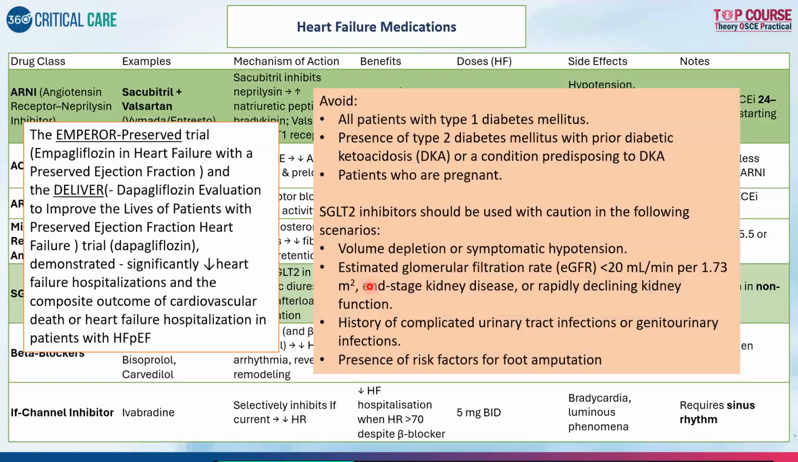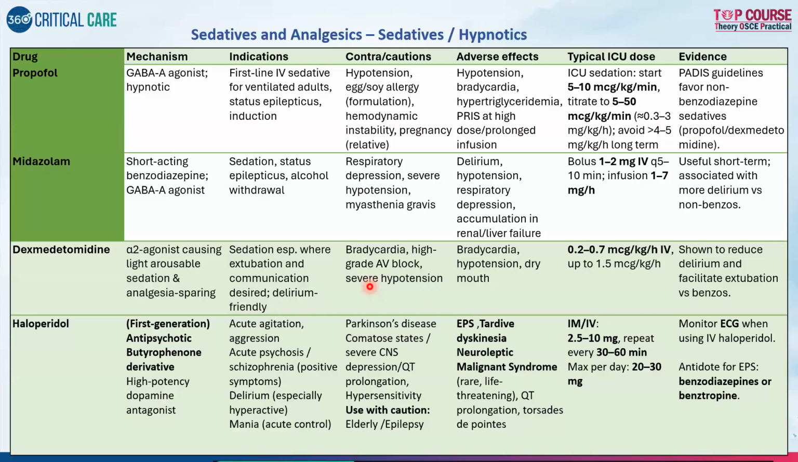And avoid in all patients with type 1 diabetes mellitus, previous history of DKA, okay, or any condition predisposing to DKA, patients who are pregnant, it is asked to be avoided. Should be used in caution in the following scenarios: where there is volume depletion, where the estimated GFR is less than 20, and in case of end stage kidney disease, complicated UTI, or presence of risk factors for foot amputation. Among sedatives, hypnotics, anything might be asked.